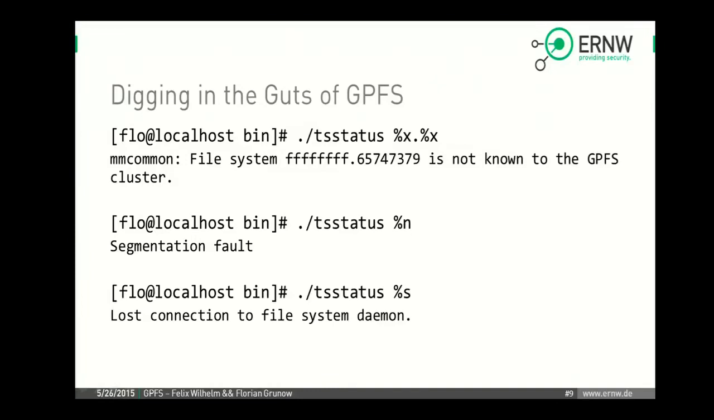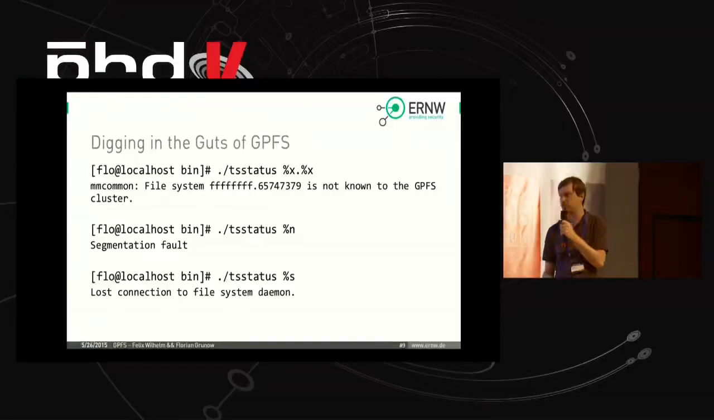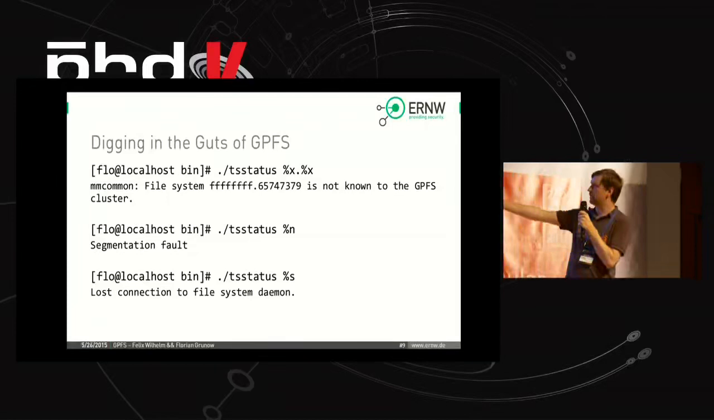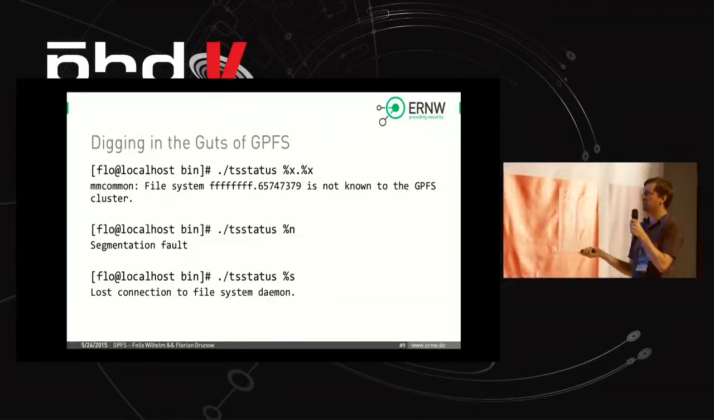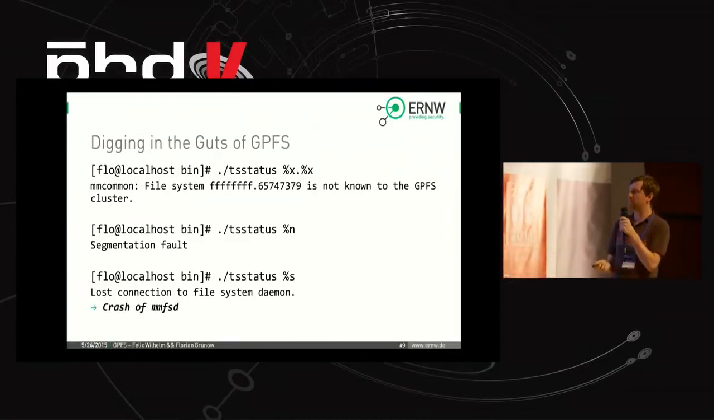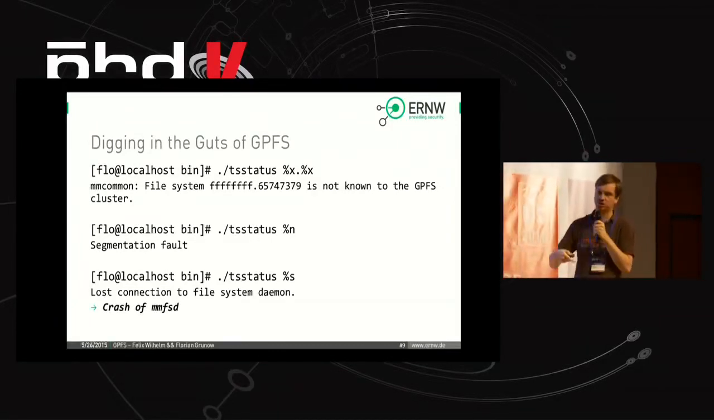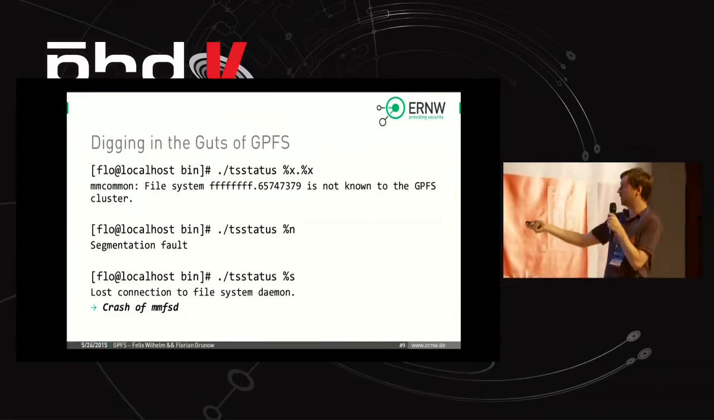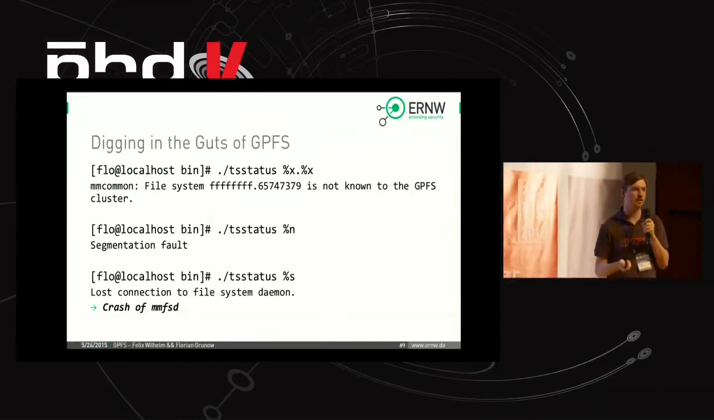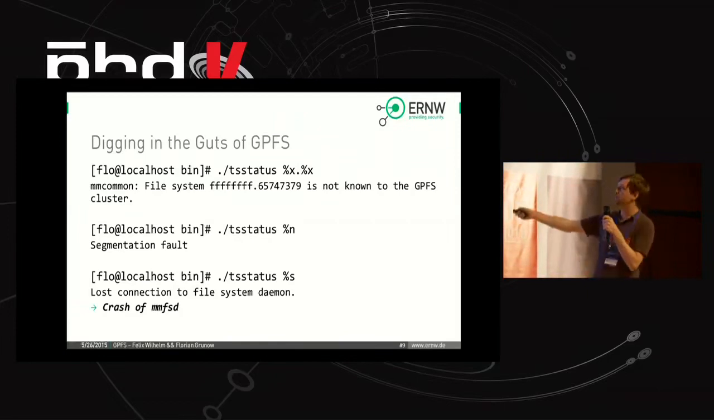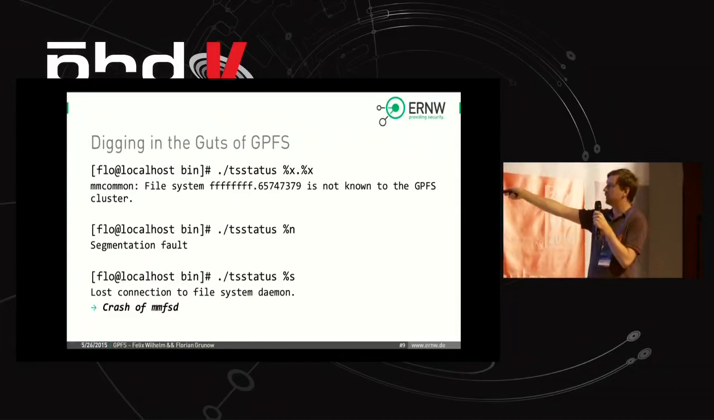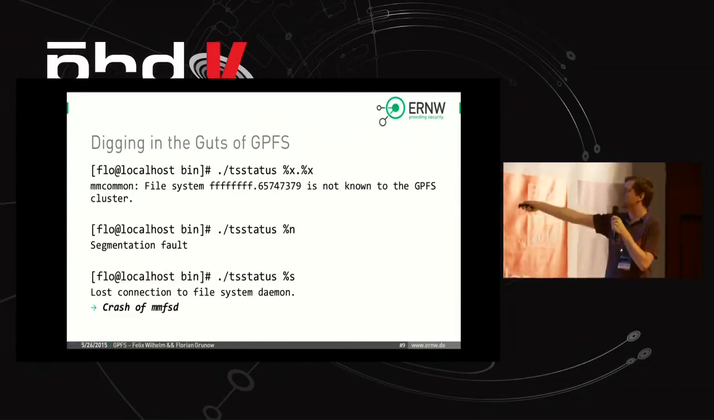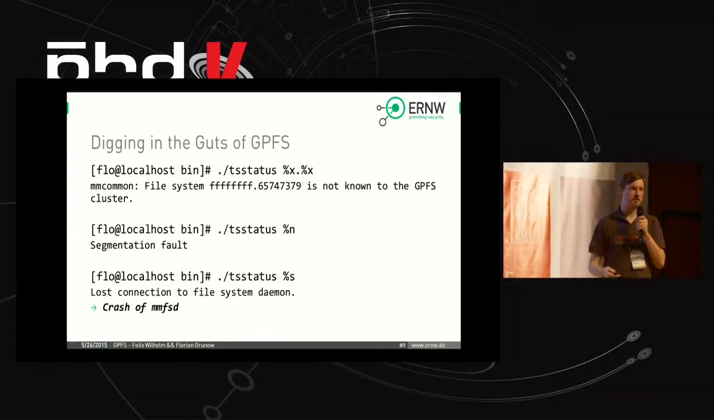The %s that you can see here should also retrieve stuff from the stack, but instead we get an error message stating that we have lost connection to the file system daemon. Investigating this issue a little further, we saw that we were able to crash the file system daemon with the %s specifier, and we actually had no clue why this is happening. So %x behaves like a normal format string, %n crashes this binary right here, which is expected behavior, but %s crashes the file system daemon, and we were like, what?